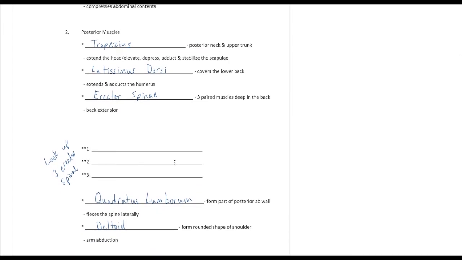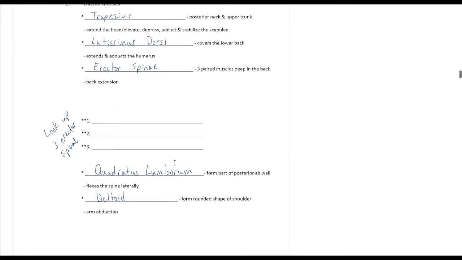So now looking at posterior muscles, we have the trapezius, in the posterior neck and upper trunk. It extends the head and elevates, depresses, adducts, and stabilizes the scapula. Then we have our latissimus dorsi. It's going to cover the lower back, extend, and adduct the humerus. Then we have our erector spinae. It's 3 pairs of muscles deep in the back, and it deals with back extension.